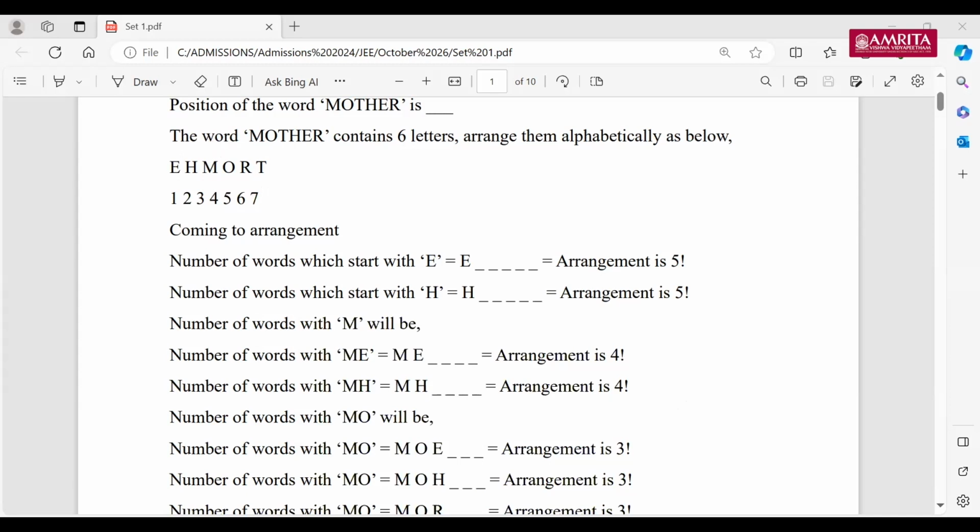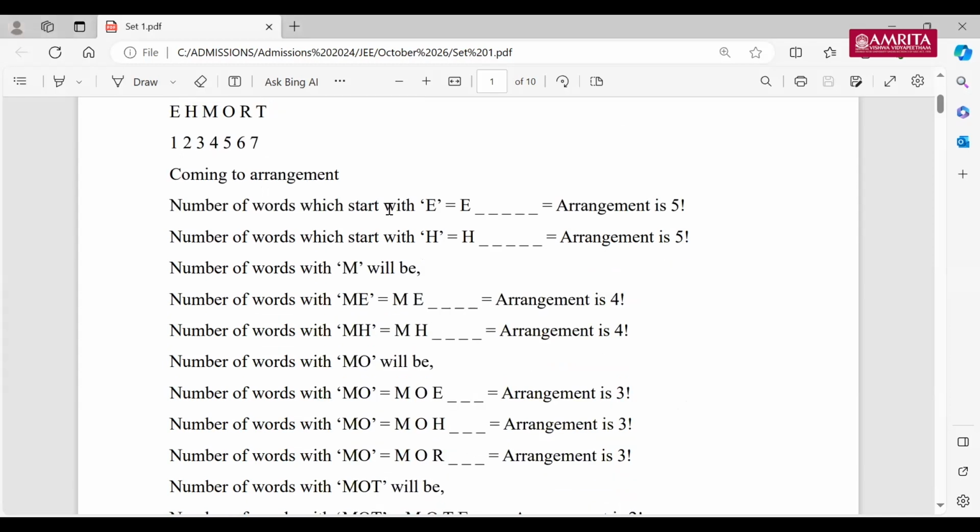So after MO also, I have to consider E and H because it comes before T. So I have to consider three alphabets here. That is, I have to consider E, I have to consider H, I have to consider R. So after MOE, the first term will be E according to the dictionary. So after MOE, there will be 3 places. So the arrangement is 3 factorial.